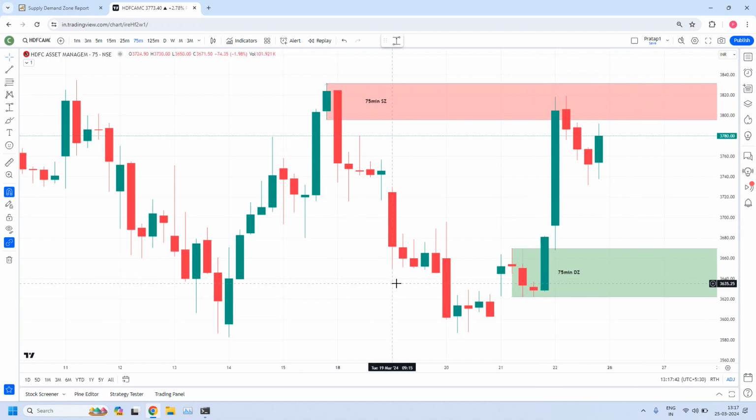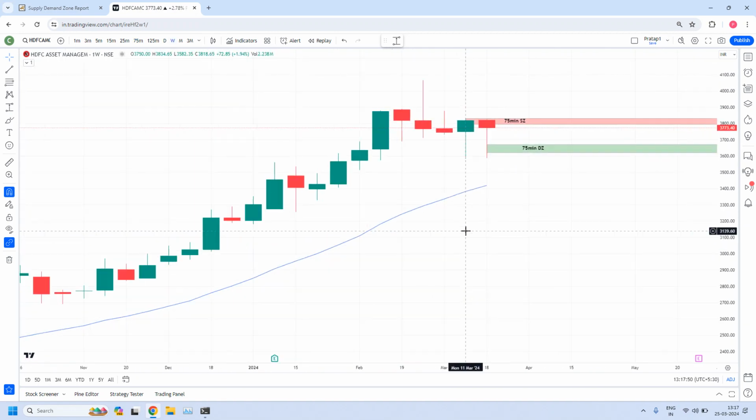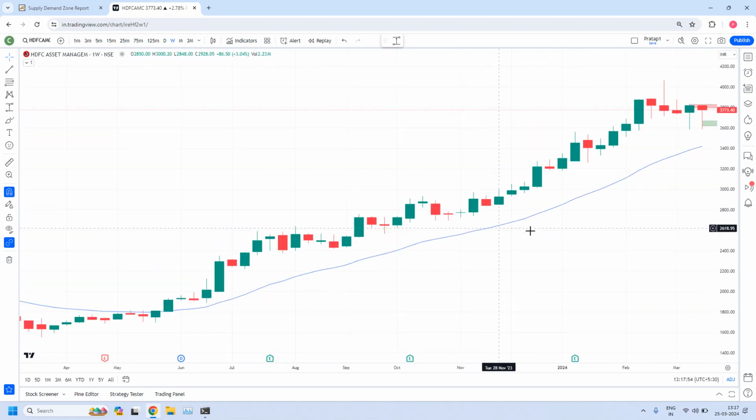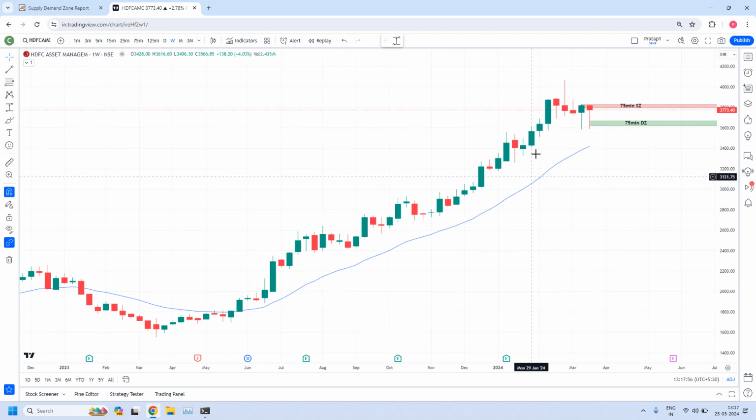Okay, for that, what we do first, let me go to the HTF. Let me draw the HTF zones. What is the HTF time frame? Weekly. So I am changing the time frame to weekly. Are there any weekly zones here? Yes. Here we have a rally base rally. This is weekly. So the weekly zone is looking very strong.